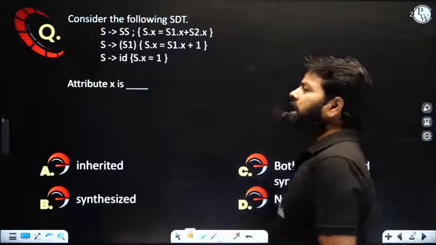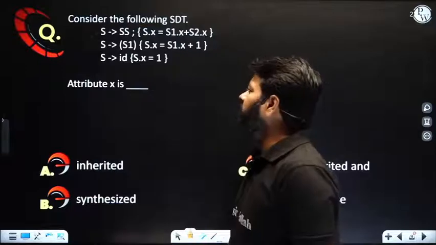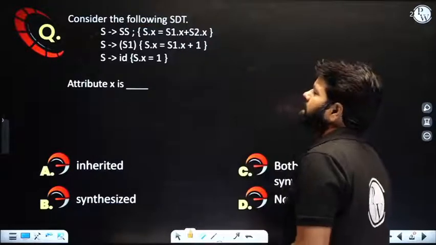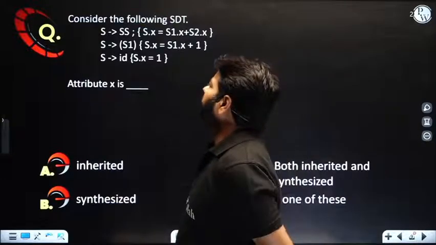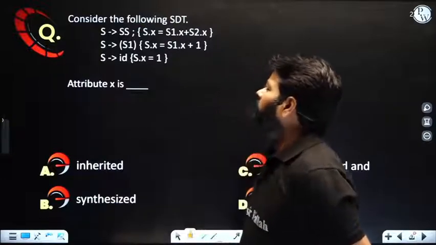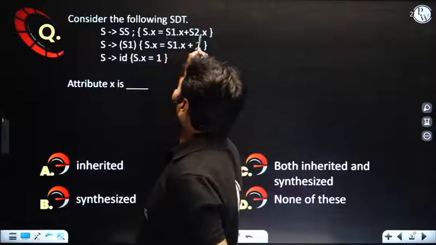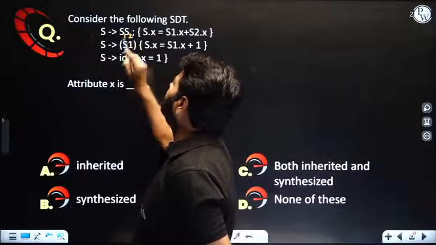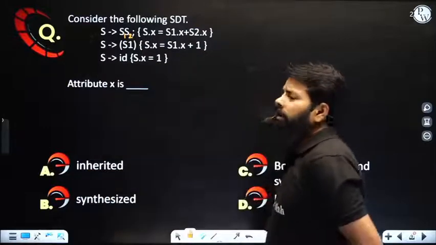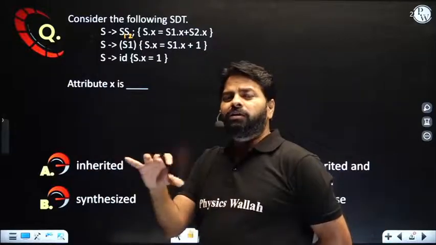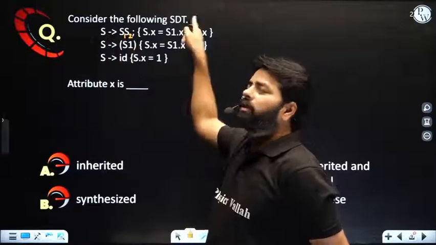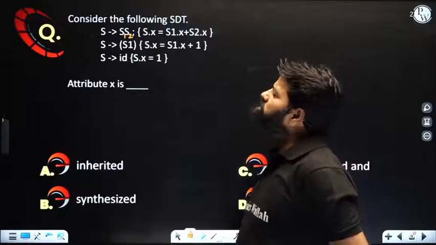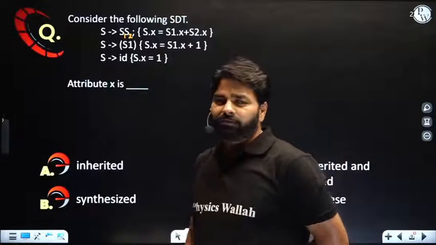Next. I'll give the time. Can you do it quickly? What is the attribute X? Okay, carefully do it. Here there are so many attributes, and I have not mentioned any subscript, right? So this is S1, S2. There is an order always. When many S's come in the same production, you follow S, S1, S2, S3 and so on. By looking at the translations only, you will understand what the subscript is.